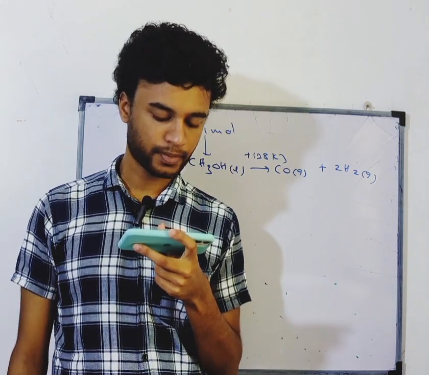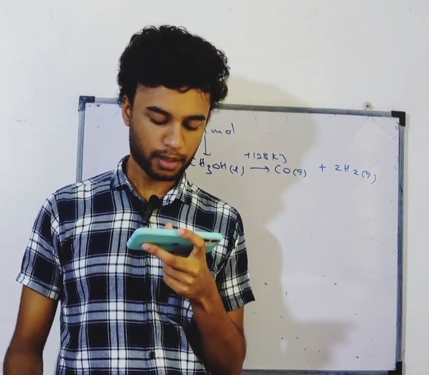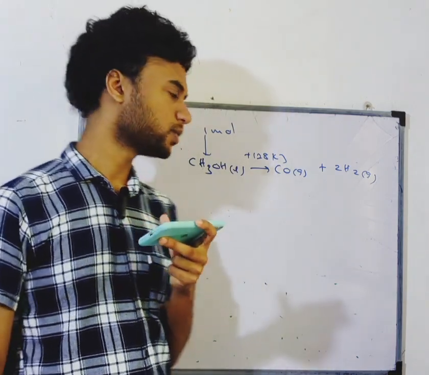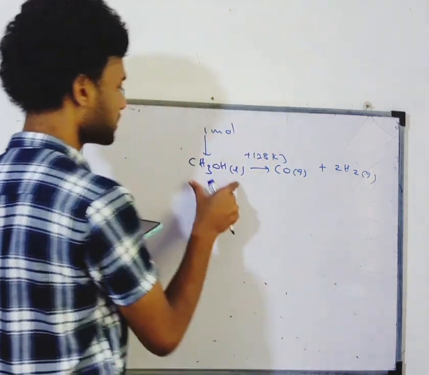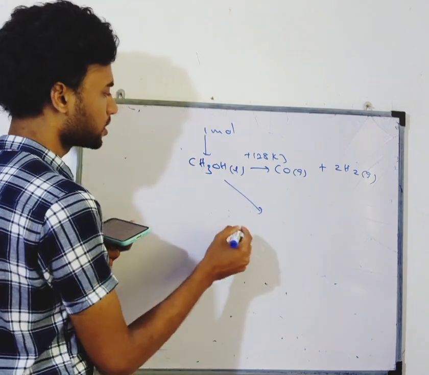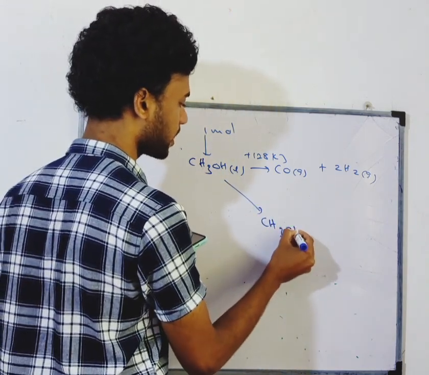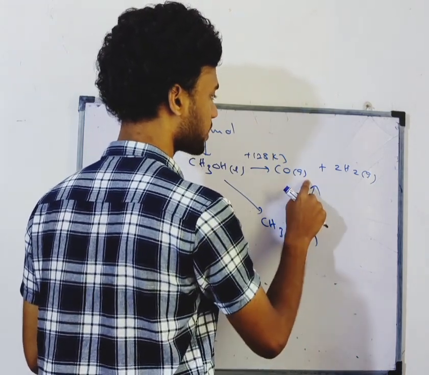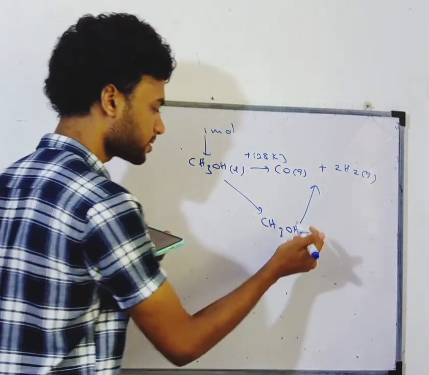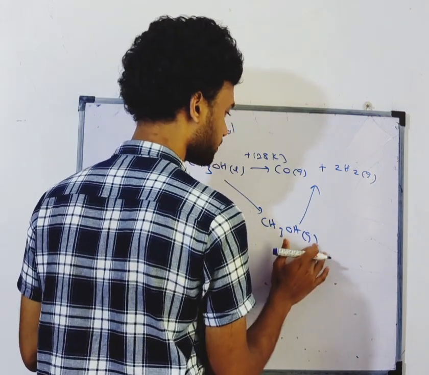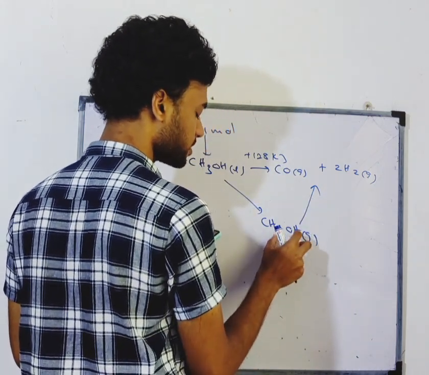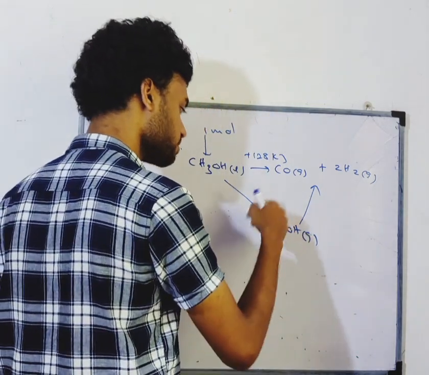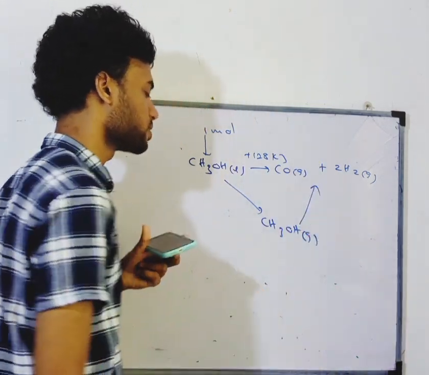First statement: the heat absorbed when 1 mole of CH3OH gas is decomposed is less than 120 kilojoules. Now listen, CH3OH liquid should be converted to CH3OH gas. Then CH3OH gas is decomposed into CO gas and 2H2 gas. So they're asking the enthalpy change when you're decomposing CH3OH gas into CO gas and 2H2 gas.